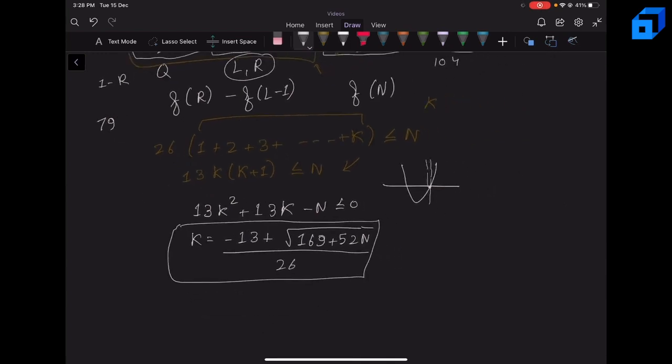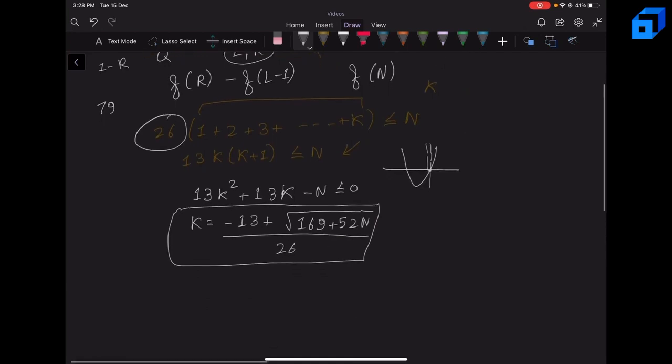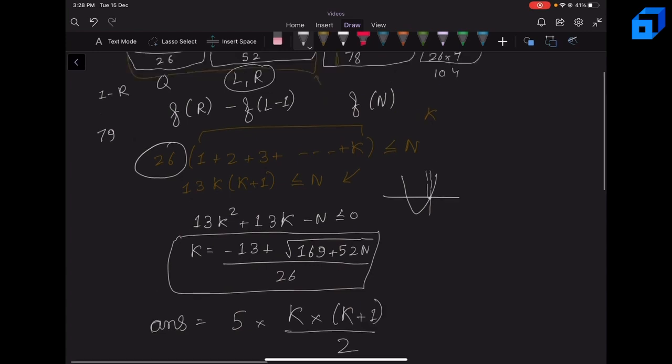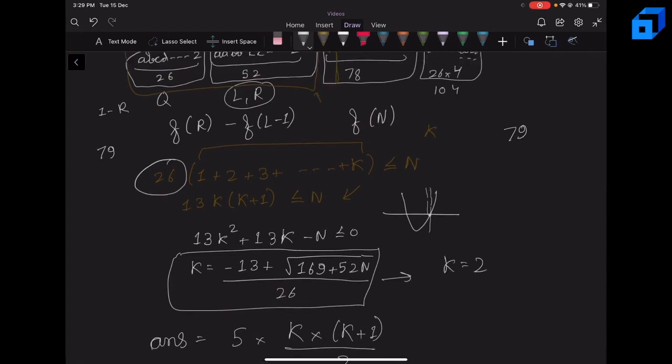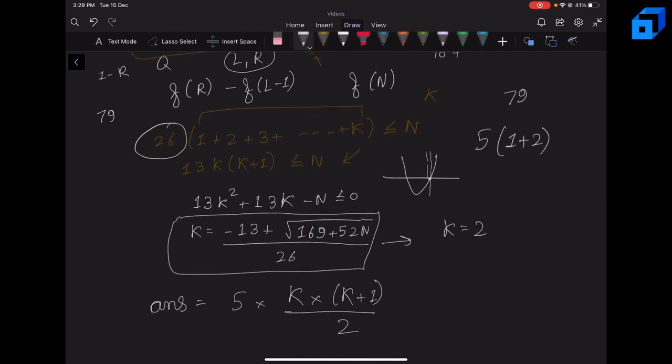Now, out of these 26 characters, we have 5 vowels. So we can initialize our answer as 5 into k into k plus 1 by 2. So, for example, if N was 79, then using this equation, we will get that k is 2. That means we have 2 blocks. As you can see, 26 plus 52 is 78. So we have 2 blocks. So the number of vowels in these 2 blocks will be 5 into 1 plus 2, that is 5 into k into k plus 1 by 2.